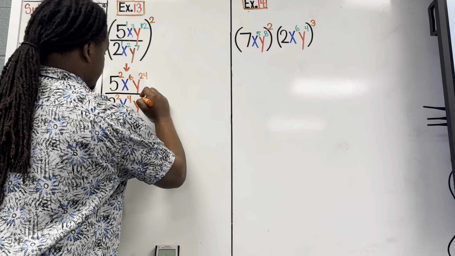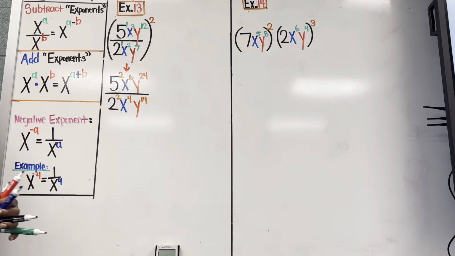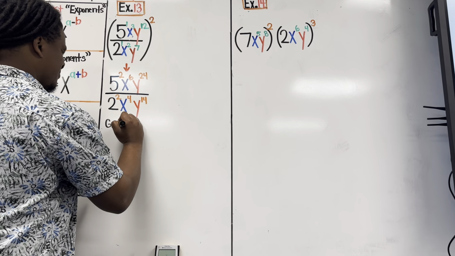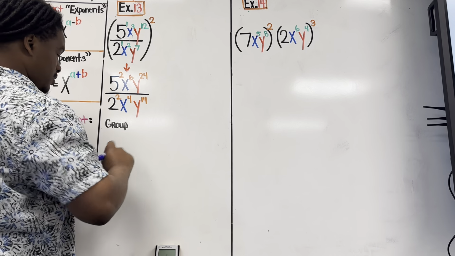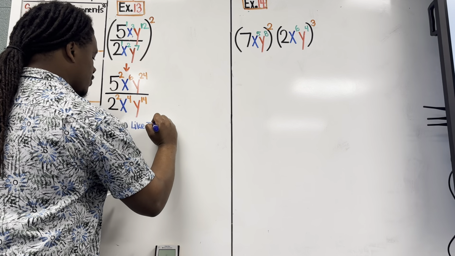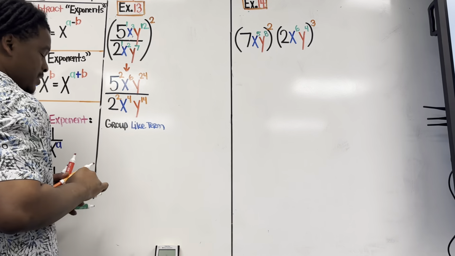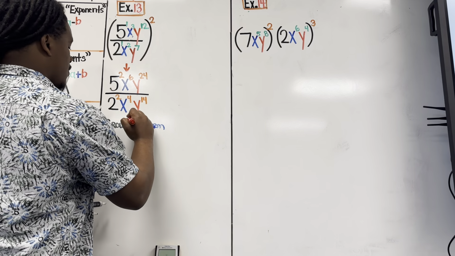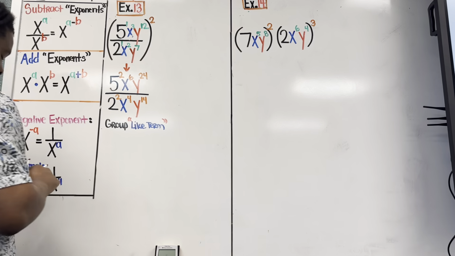So now, ladies and gentlemen, we have successfully gotten rid of that outside exponent. Now what we're going to do, guys, is group all like terms. I'm going to group the coefficients together, I'm going to group the x's together, and I'm going to group the y's together. So let's go ahead and do that.